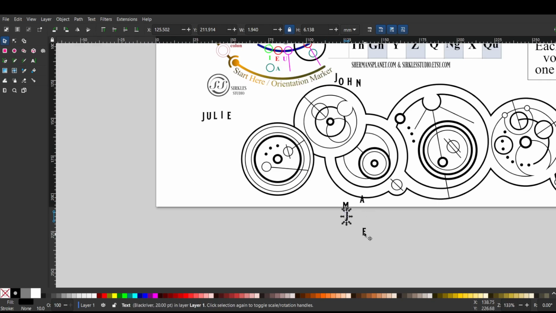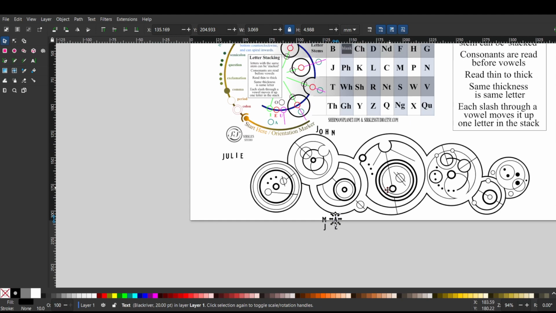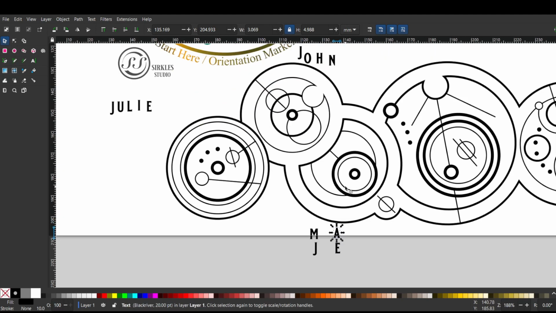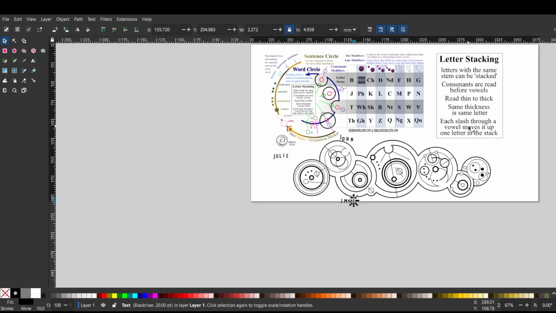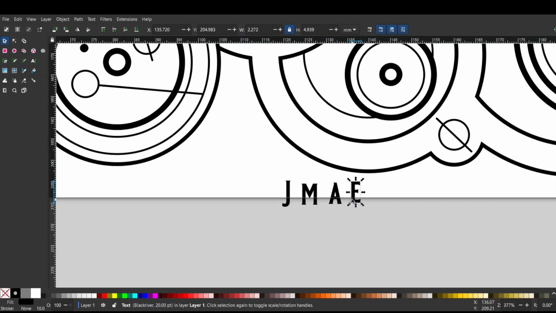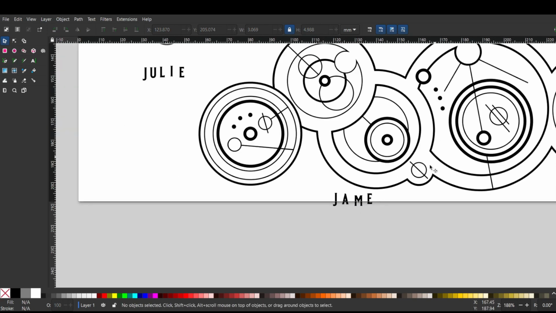Okay. And then read thin to thick. So here's our thin one. This one is the J. So that J goes there. And then we have the M, and then we have a thin A. This is the A outside the word circle. And a thick E. So A before E. And then a slash through a vowel moves it up 1 letter in the stack. So bam, that moves it up 1 letter in the stack because that A has a slash on it. So J-A-M-E is this letter stack.